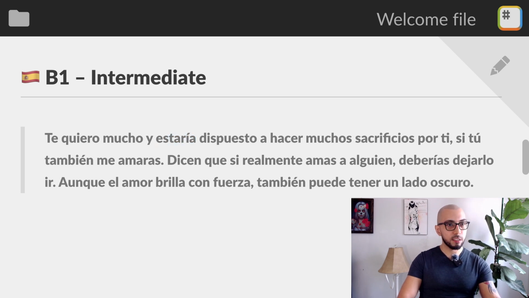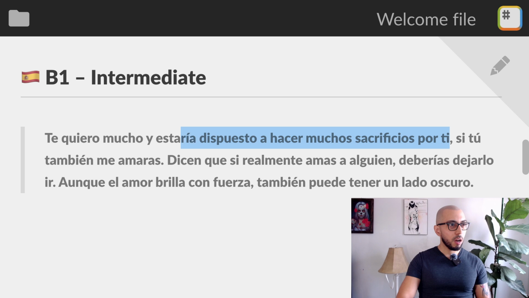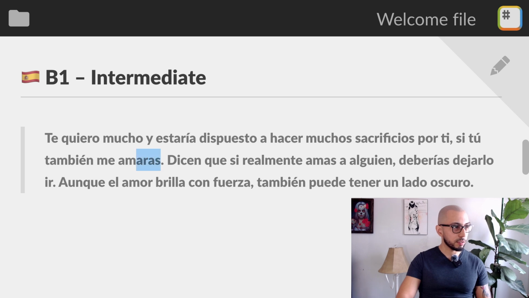So in the first phrase of the sentence, separated by the comma, we see a verb in the conditional form, and then in the second phrase of the sentence, we see the imperfect subjunctive verb, which is here. I would make so many sacrifices for you if you would also love me. And that's why we can use the imperfect subjunctive here.